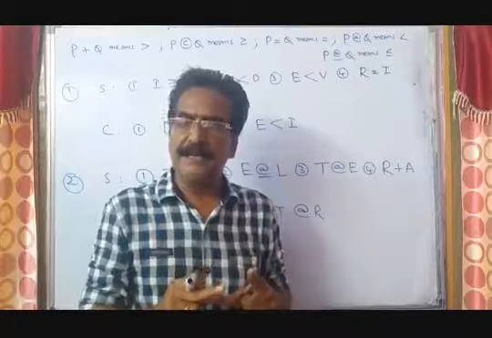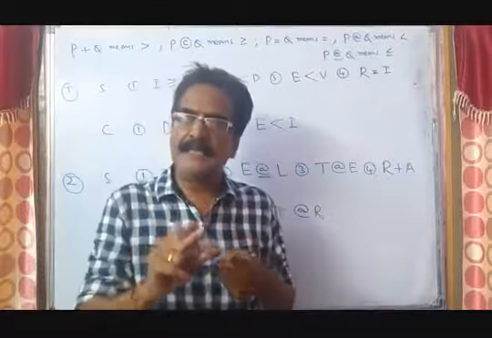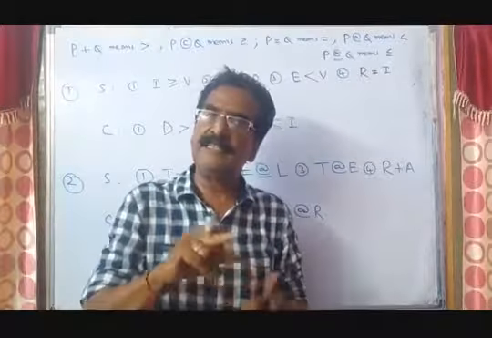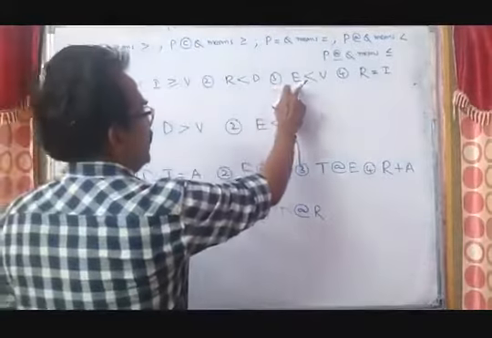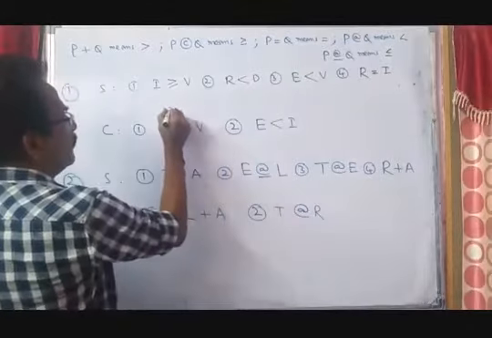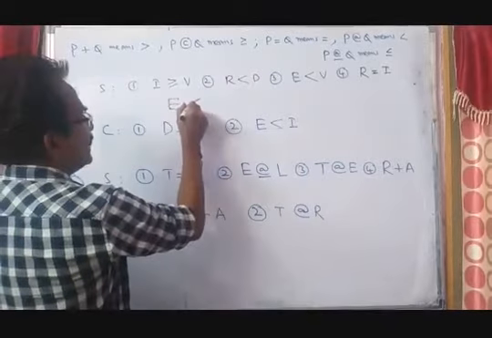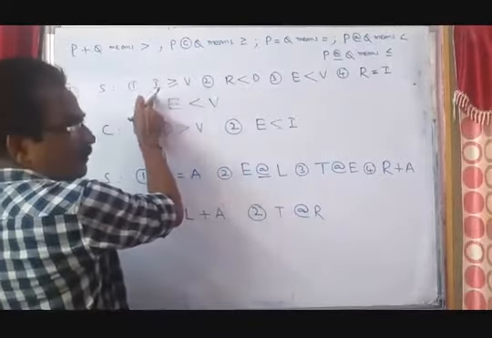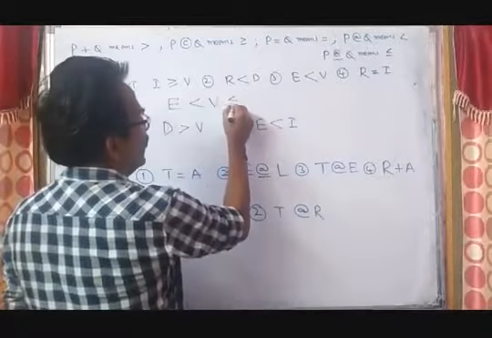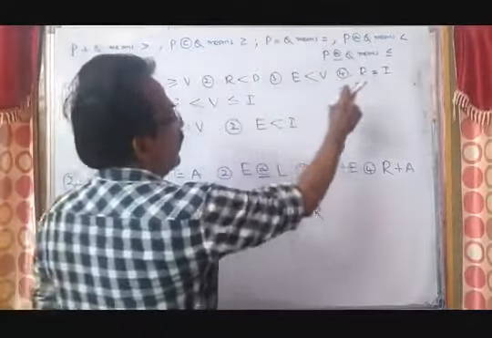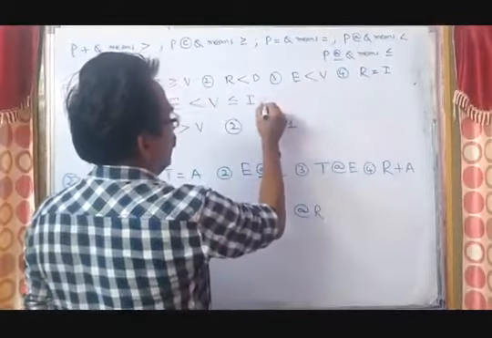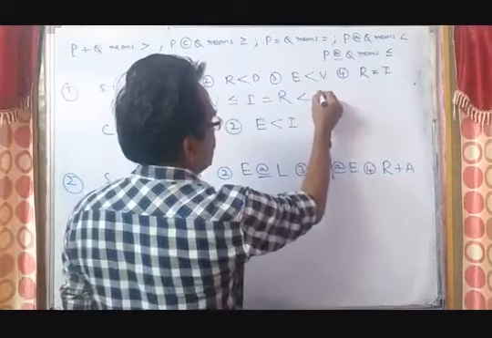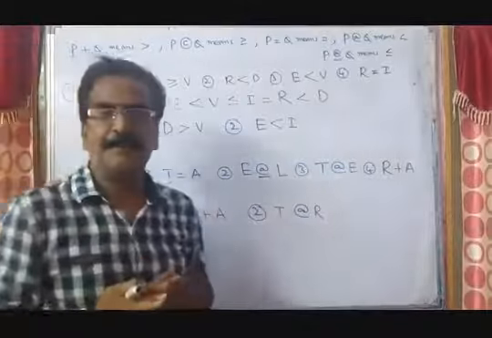Suppose we begin with E. If you begin the statement with E, the statement ends with D. So let us begin with E: E less than V, V less than or equal to I, I equal to R, R less than D. So our statement line is finished.